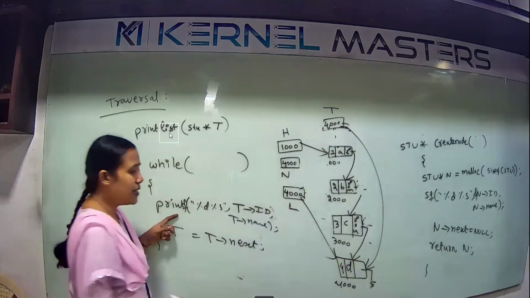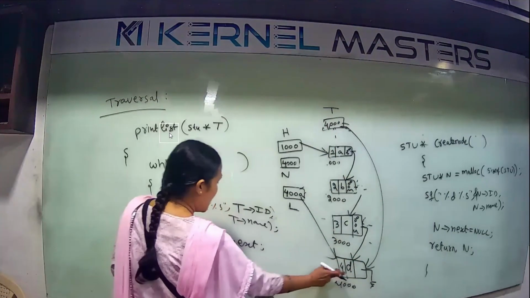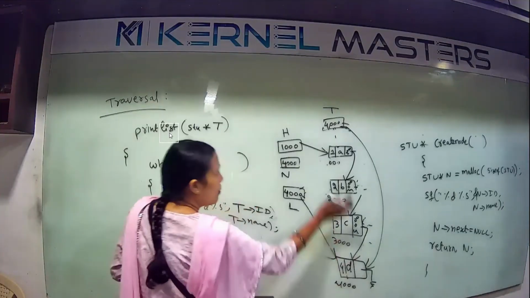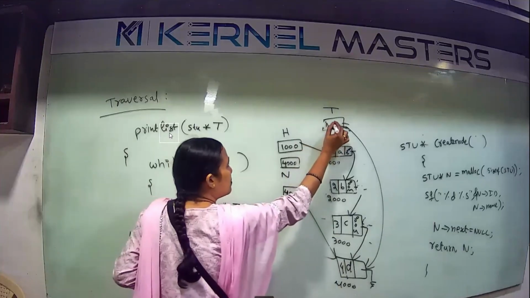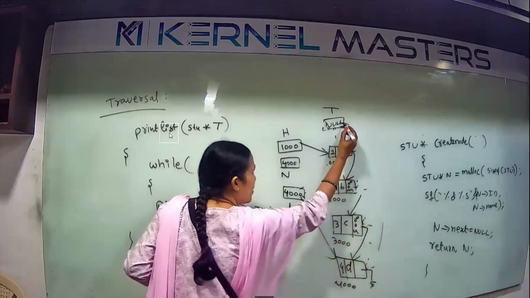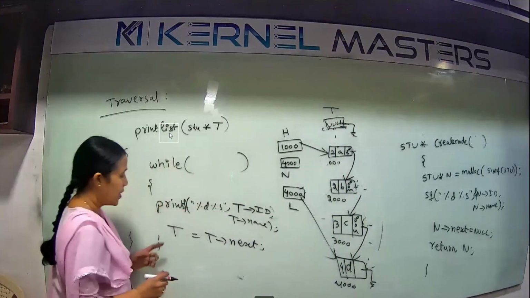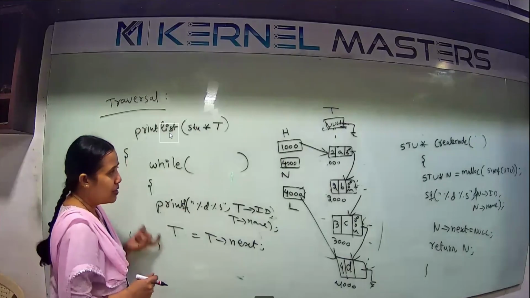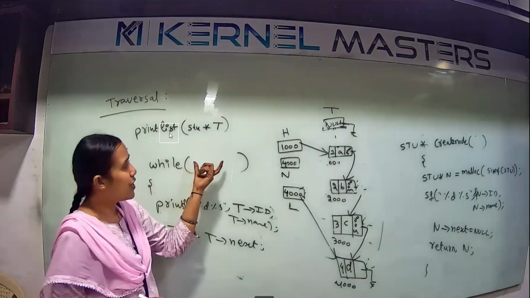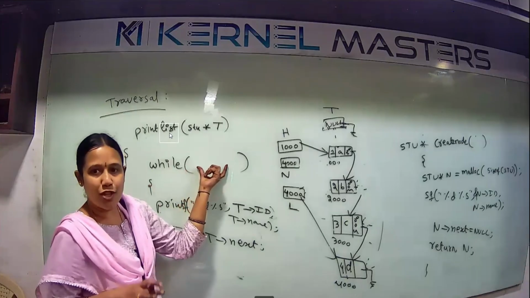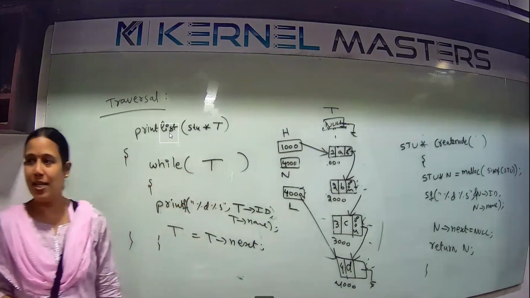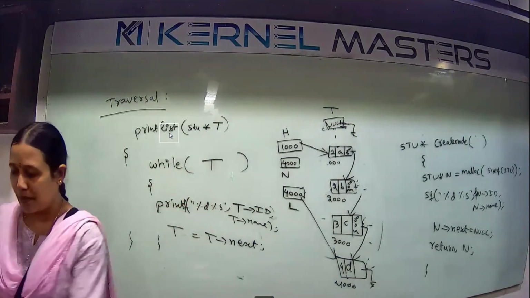Again print ID and name. Again T next. What is T next? Null. Null you will copy to T. Means T will become null now. Now T is not pointing to any node. It is pointing to null. Okay, once you get null into T, you cannot move any further. Means you have to stop. So now your condition is when T is null, you have to stop. Means as long as T is not null, go on. That is your condition. Right?